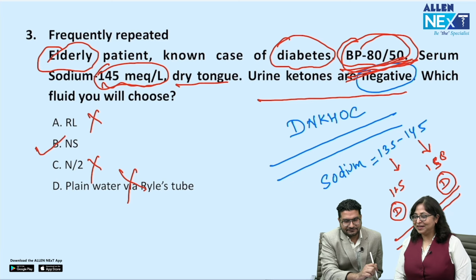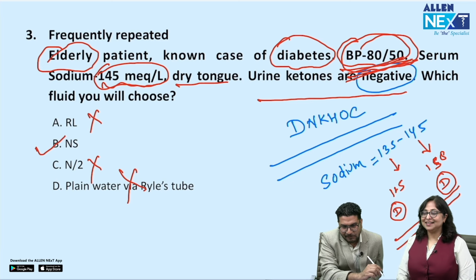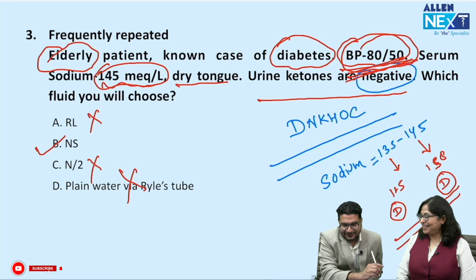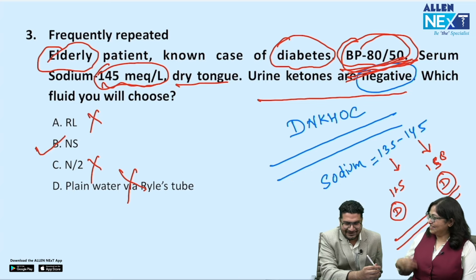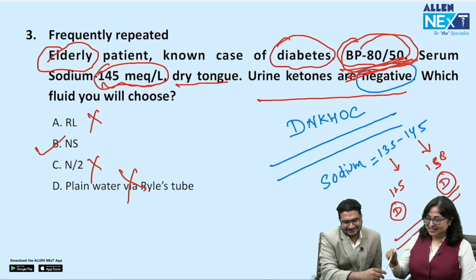We already have so many correct answers. Yeah, they've all said normal saline. Excellent. Very good. This is one of the questions where most students mark the answer plain water or N by 2. So like I said, N by 2. All right, so this is fantastic.